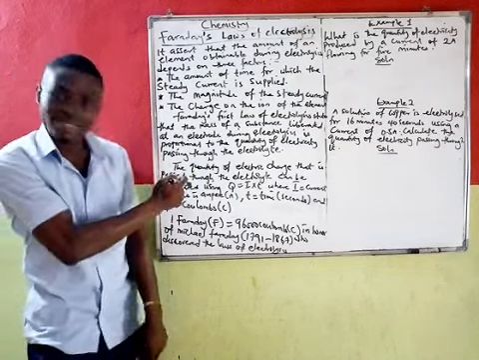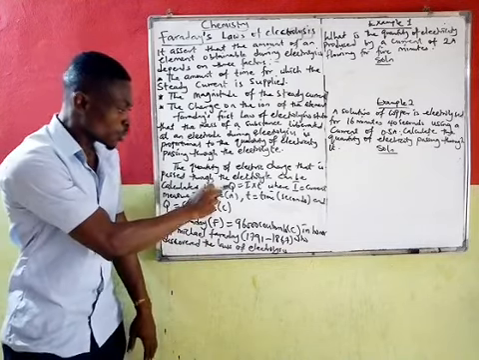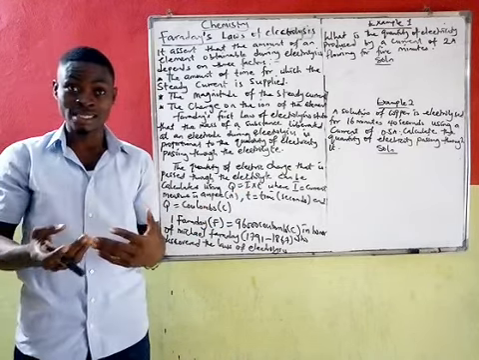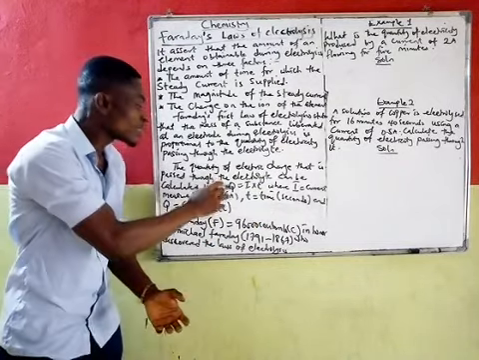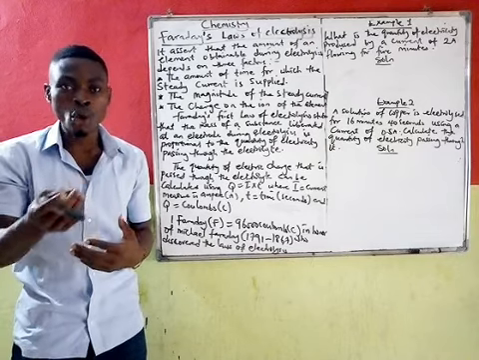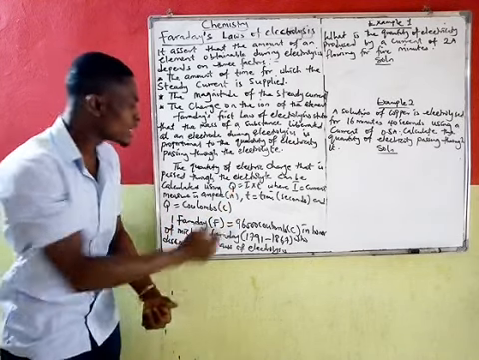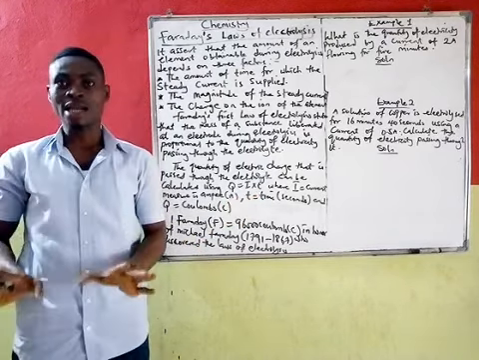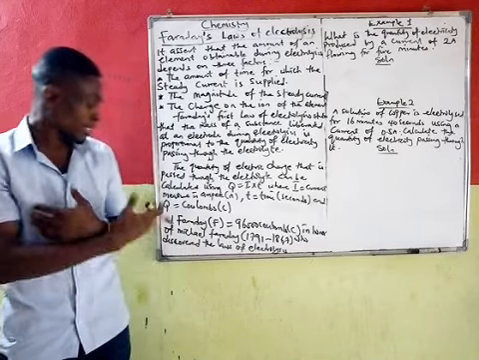Now, the quantity of electric charge that is passed through the electrolyte can be calculated using a very simple formula: Q is equal to I times T. Q stands for the quantity of electricity passing through the electrolyte, while I is the current. The quantity of electricity is measured in coulombs, while the current is measured in amperes, and the time is in seconds.